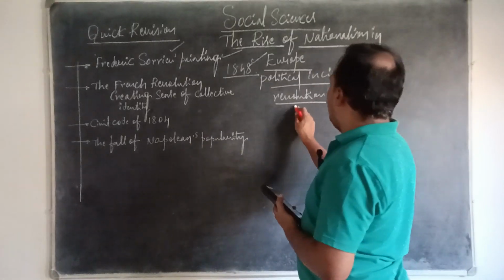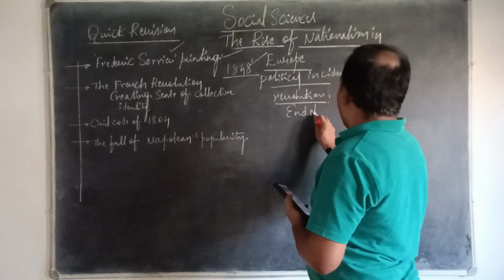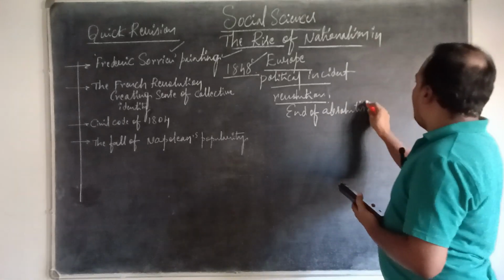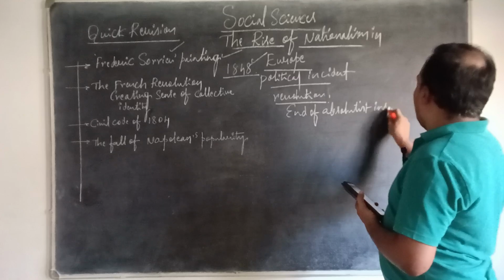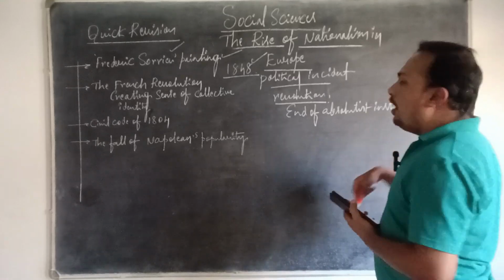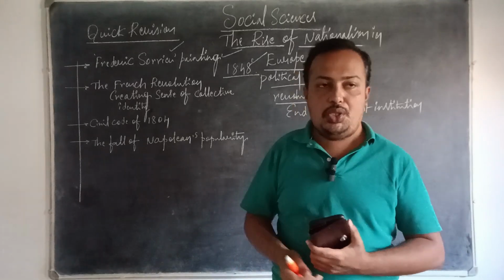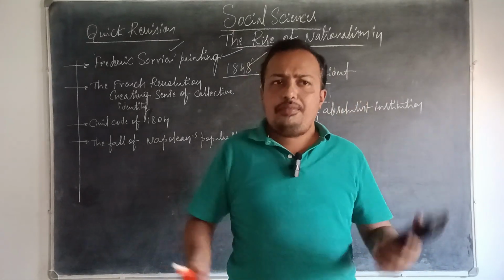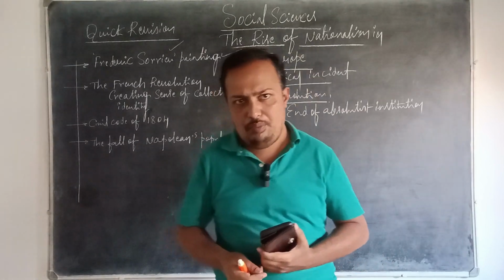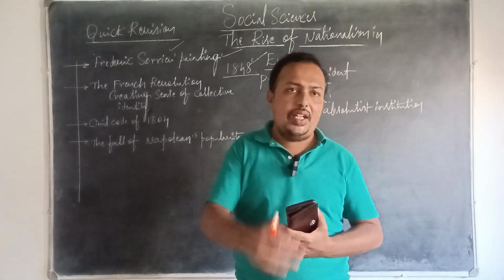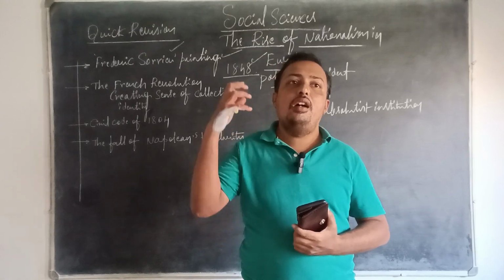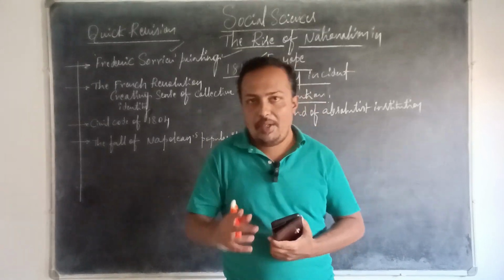Very important term it is, end of absolutist institution. Absolutist institution here refers to the despotic rule by the monarch. Many dynasties were ruling across Europe by the beginning of the 19th century. So you can see the end of absolutist institution is shown in the picture by Frederick Sorrieu.